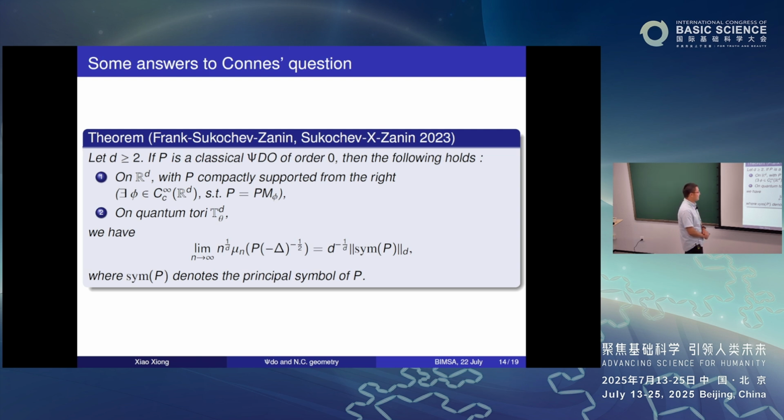In these two settings, we are able to show that if we are given a zero order pseudo-differential operator, then we can calculate the spectral asymptotic limit by the L_d norm of the symbol of the pseudo-differential operator. So this is the result answering the previous question.